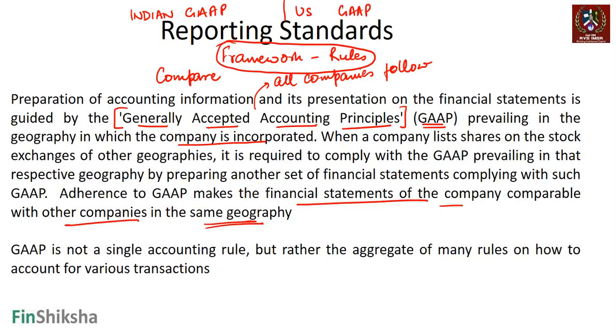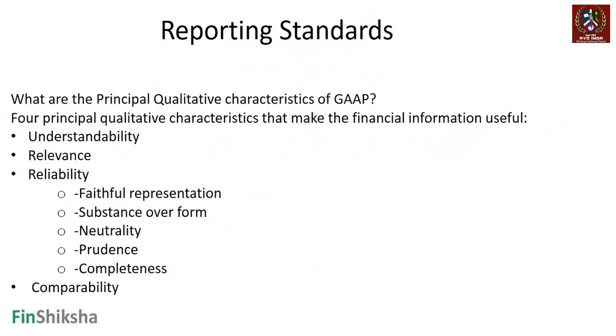Now, GAAP is not a single accounting rule. It's an aggregate of many rules that would account for various transactions. So there is a rule book, and it's an aggregate of a lot of rules. It's not just 1, 2, 3 rules. There is a set of principles, and typically accountants are the specialists in establishing these rules and helping companies follow them, right? That's the reporting standards, GAAP.